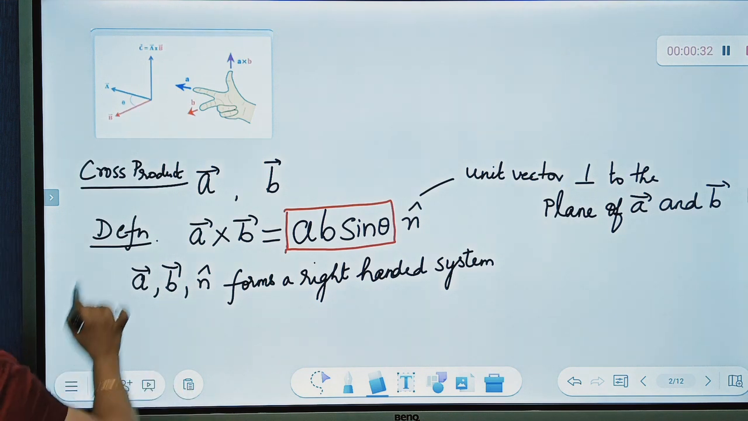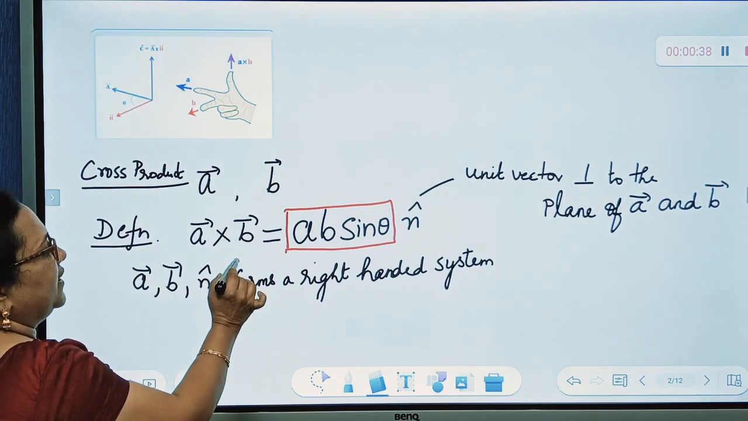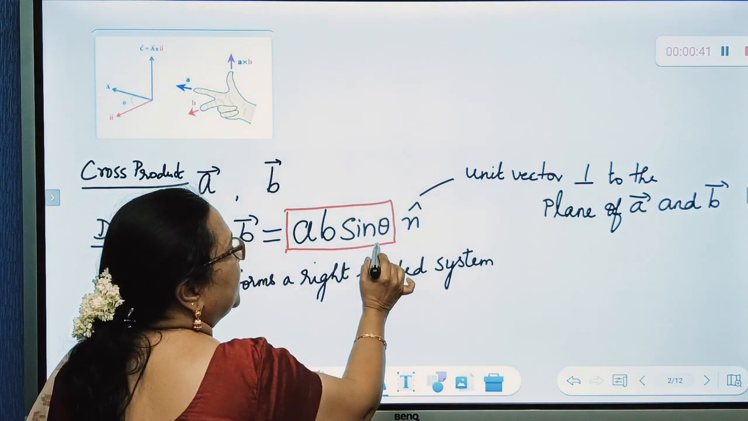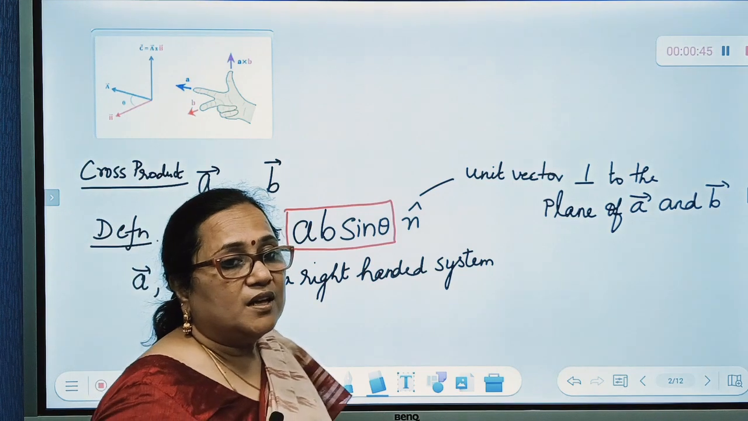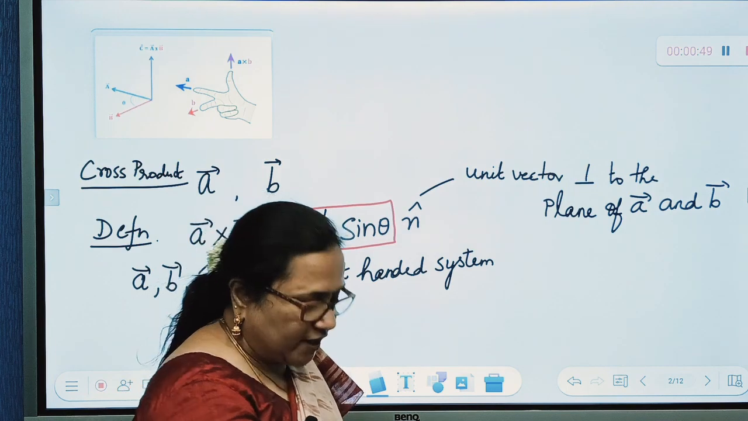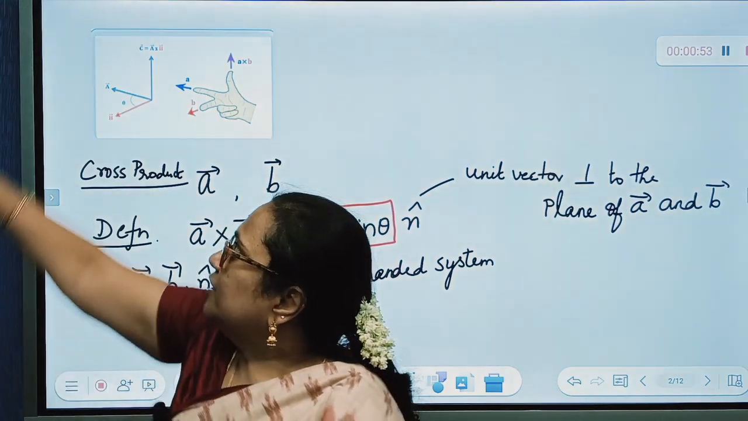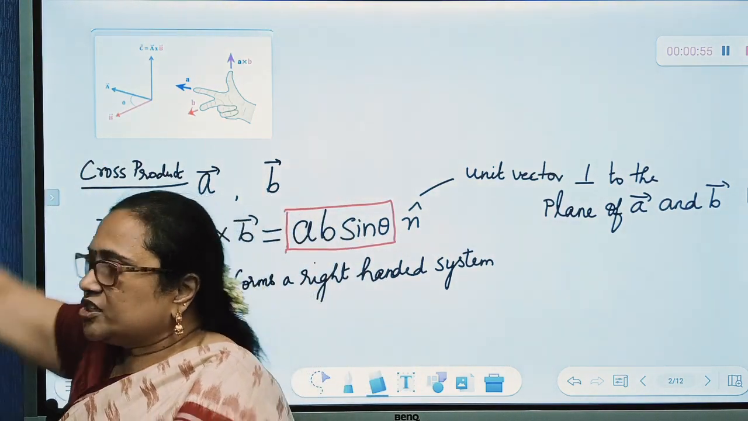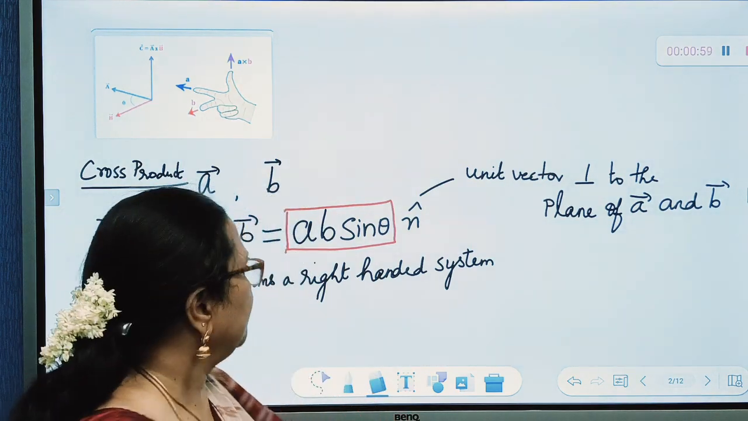Now, let us consider two vectors, A vector and B vector. A cross B is defined as AB sin theta n cap. N cap is a unit vector which is perpendicular to the plane of A and B. So suppose A and B are two vectors on the floor. You can visualize that this will be a vector which is perpendicular to A and B.